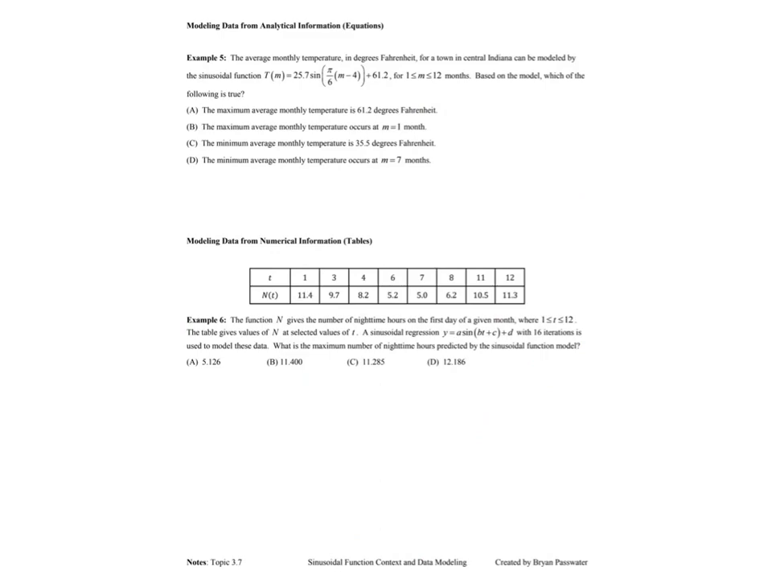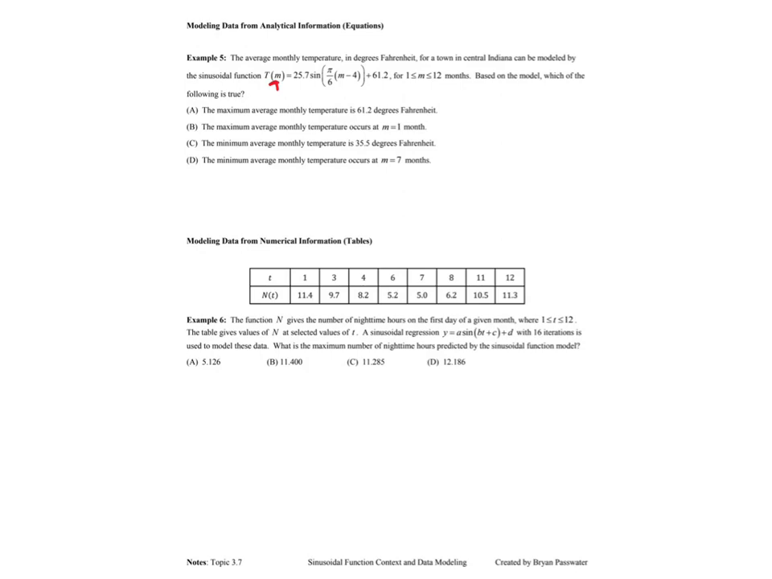Okay, on the next page. Example 5, it says the average monthly temperature in degrees Fahrenheit for a town in central Indiana can be modeled by this sinusoidal function where temperature as a function of the month is 25.7 sine pi over 6 times m minus 4 plus 61.2 for 1 to 12 months. Based on this model, which of the following is true?